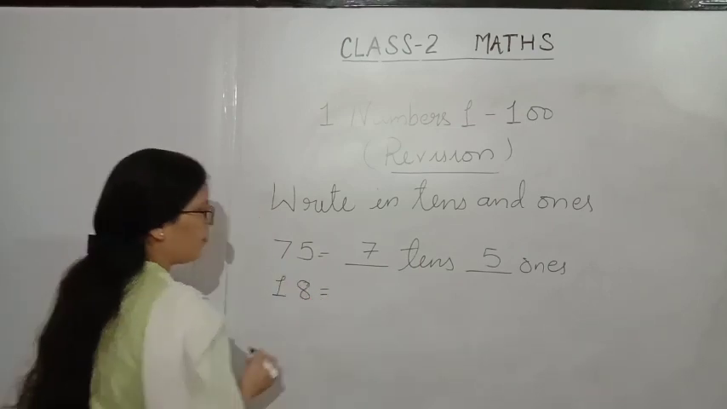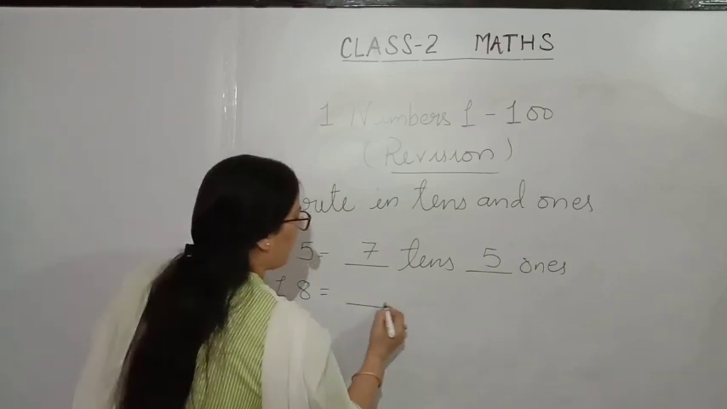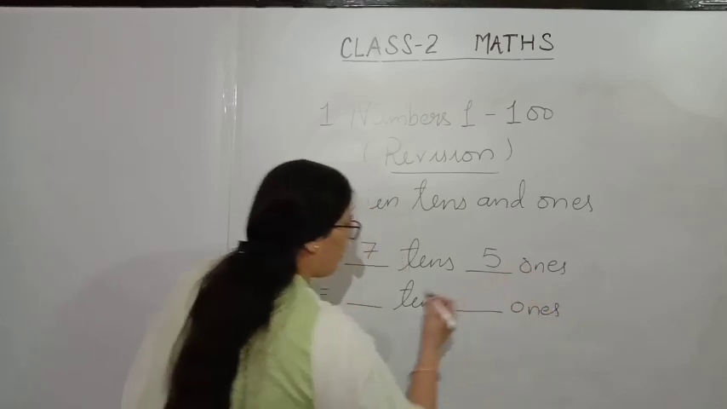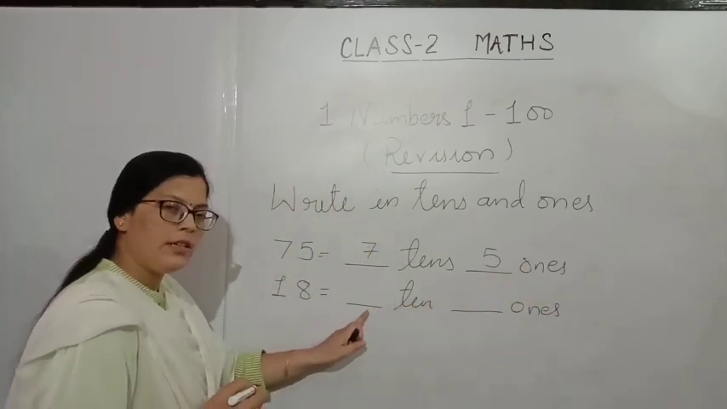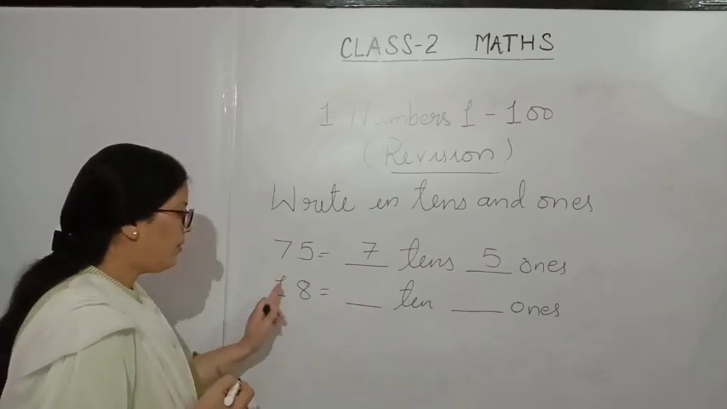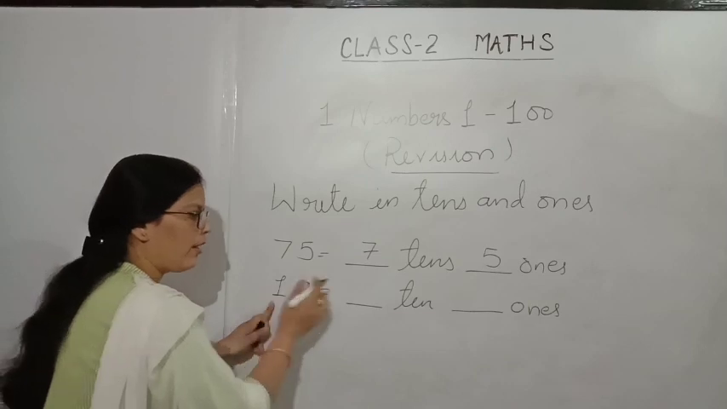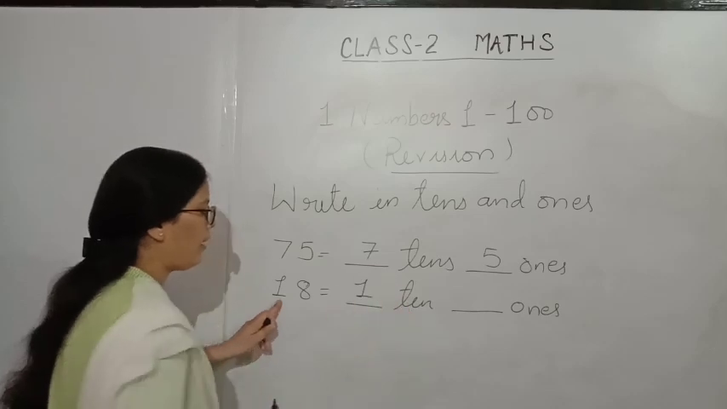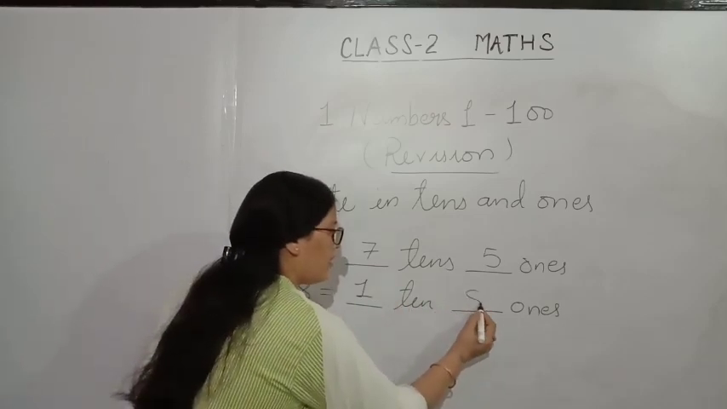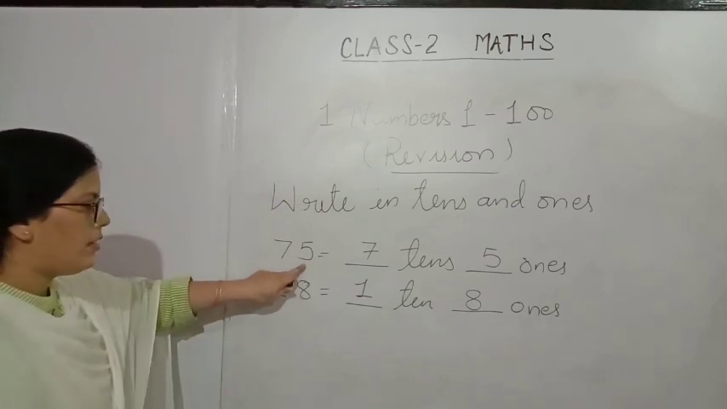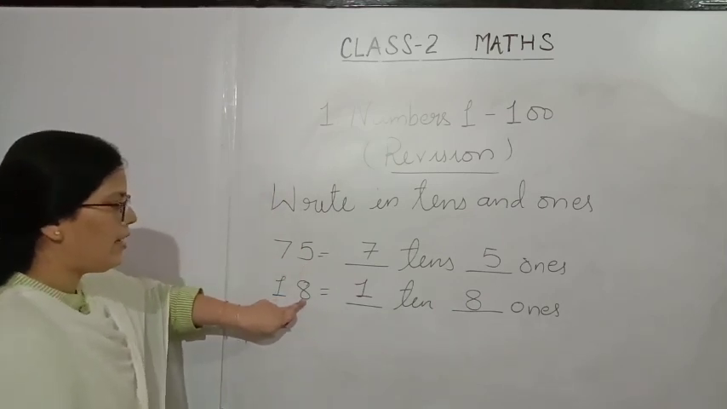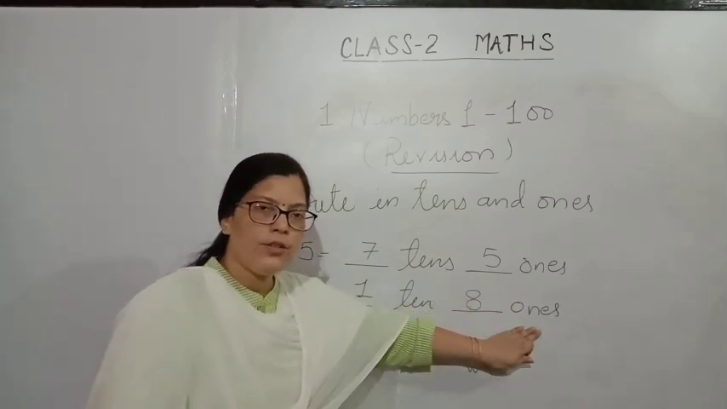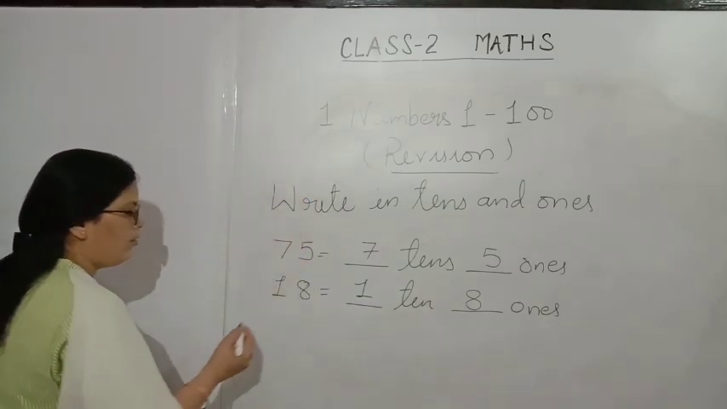Now 18. Fill the blanks. What will we write here before tens? At this place we'll write the number at the left hand side, that is 1. 1 ten. 1 is at tens place. So we'll write 1 ten and 8 at ones place. 8 is at the right hand side, so we'll write 8 at ones place. So it is 1 ten and 8 ones.